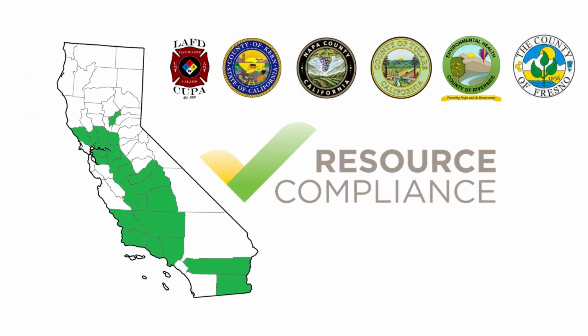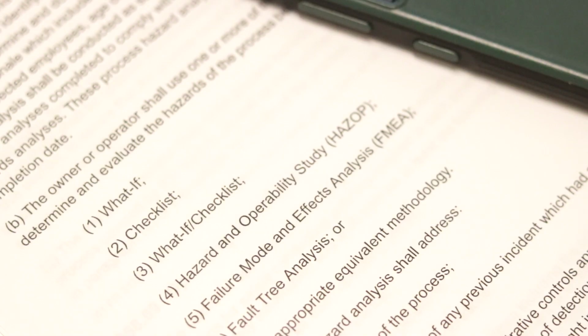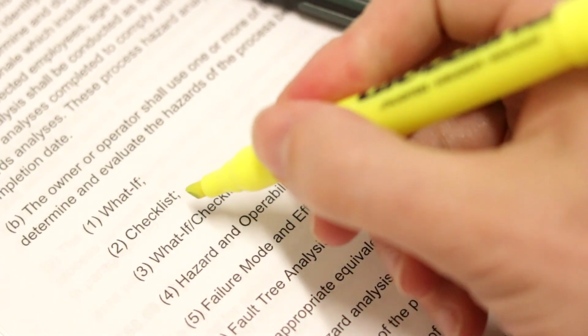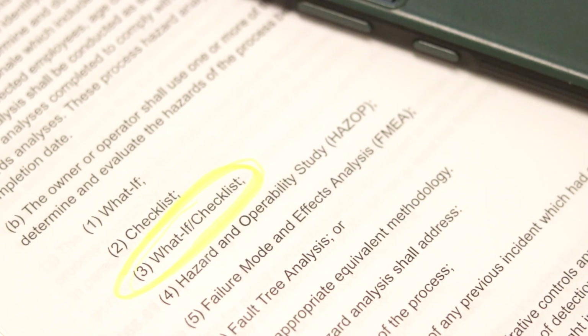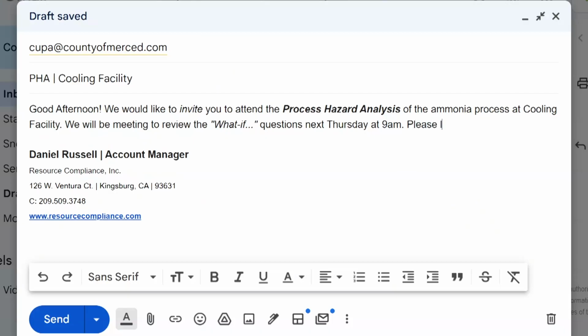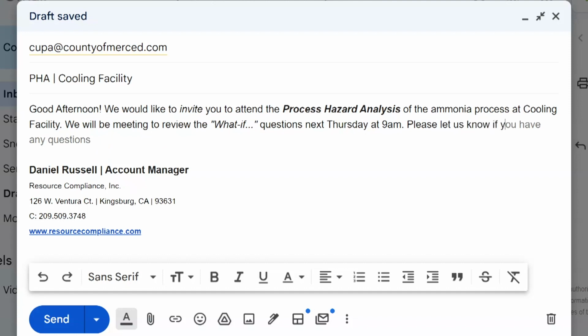Resource Compliance regularly interacts with many of the CUPAs in California. As a result, we have tailored our standard practices to match the prescriptive regulatory requirements and the expectation of the local CUPA. For existing Resource Compliance clients, information regarding PHA methodology has been communicated to the CUPA when the CalARP program was originally submitted and reviewed with the CUPA. Where the local CUPA desires to participate in the PHA, Resource Compliance will extend an invitation after receiving approval from our client.